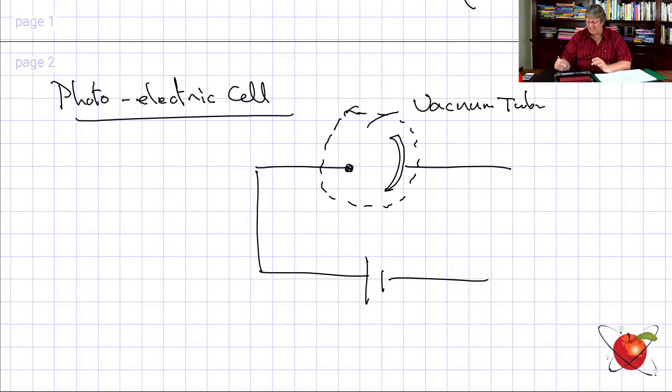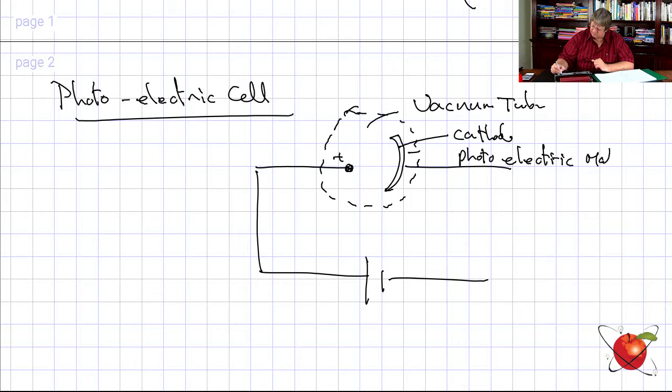So it's inside a glass container, and we've got this connected to the plus, and this connected to the minus. Now this over here is the cathode, and it's made of photoelectric material. In other words, it's made of a metal that will emit electrons when incident light falls onto it, correct? That's what it's there for.